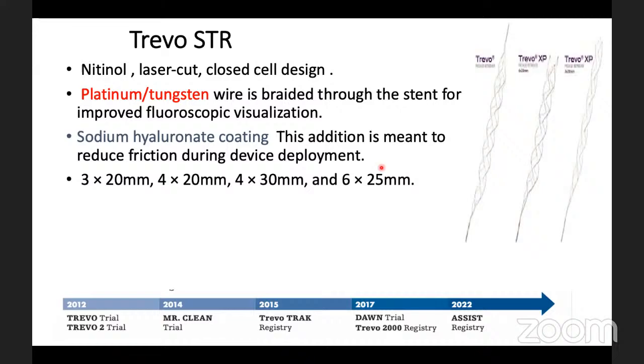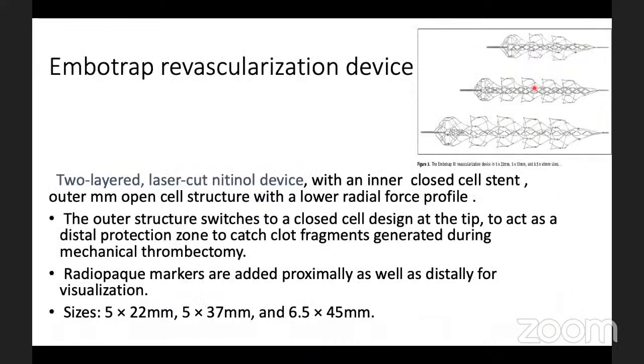Then this is the Embotrap device. If we have a look, this is the closed cells inside and the open cells outside. The closed cell is meant for increasing the radial resistive force to engage the clot, and the open cell is to engage the clot. Also, distally, it becomes a closed cell design so that it works as an embolic protection device at the distal end to engage the clot which is being embolized.